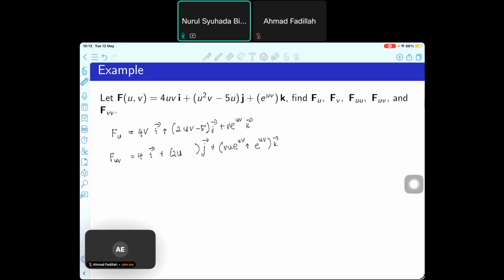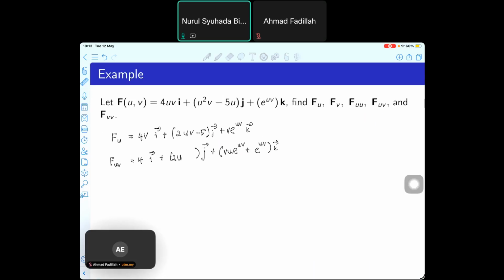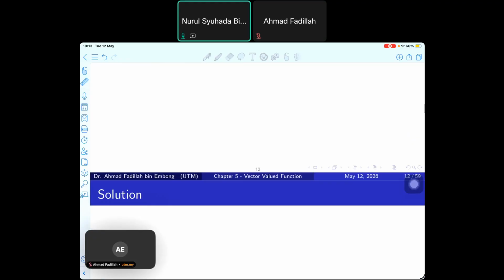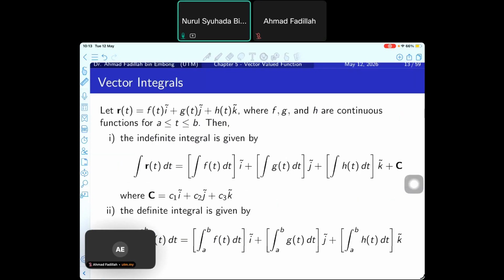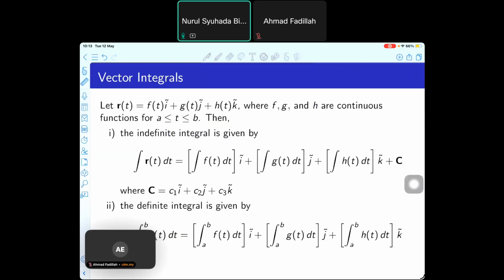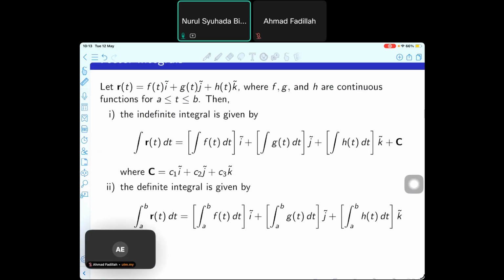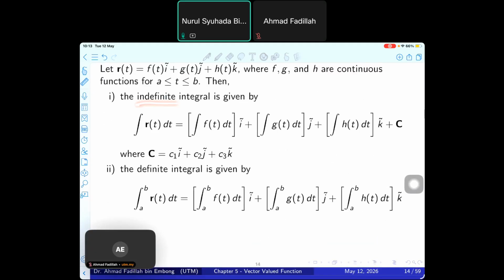Okay, so we are done with this partial derivative. Next, we are going to continue with the vector integral. There are two types of vector integral over here. It is the same as what we have in the normal integral. The first one we call the indefinite vector integral, where we don't have any limits. And the next one is the definite integral, where we have the limits a and b.